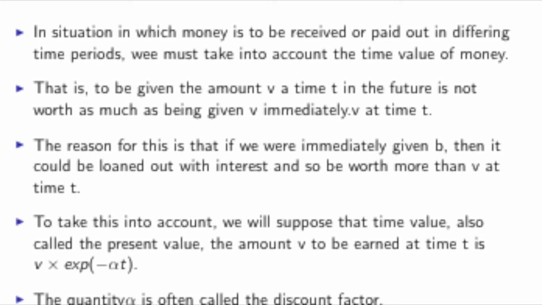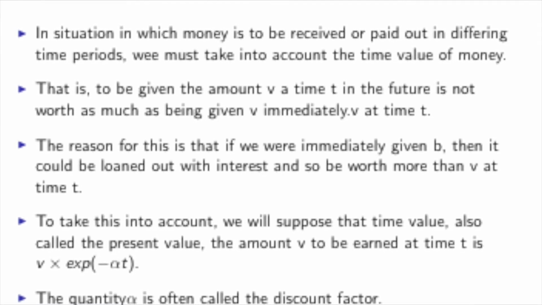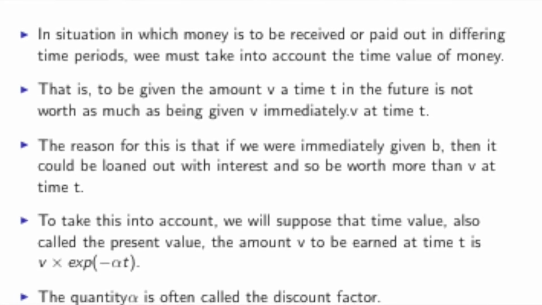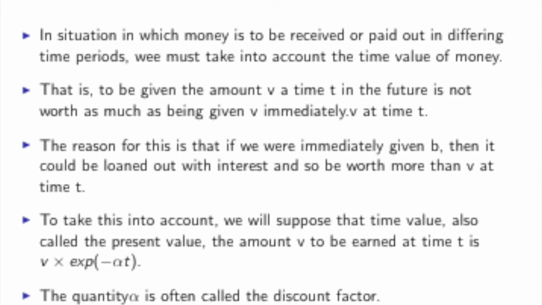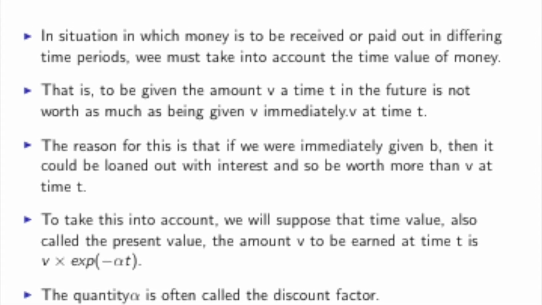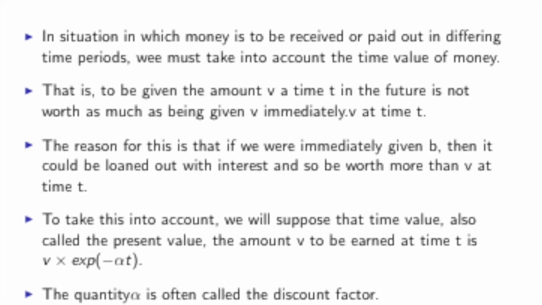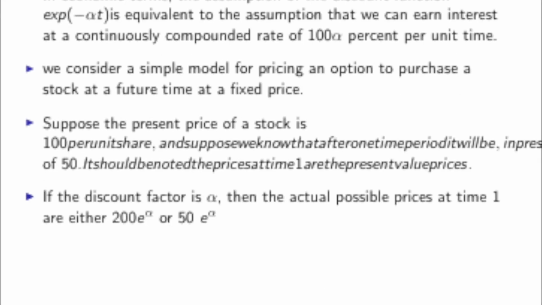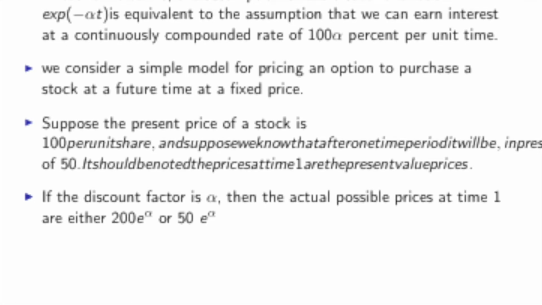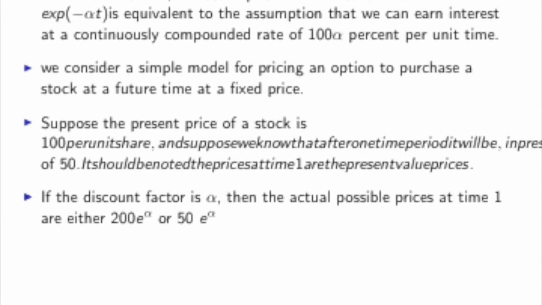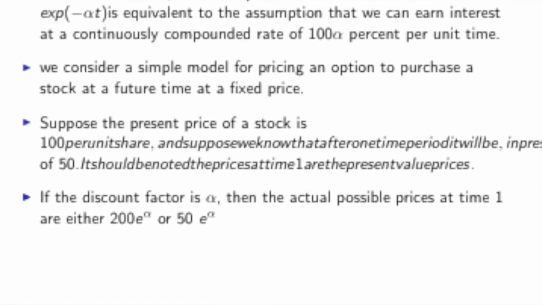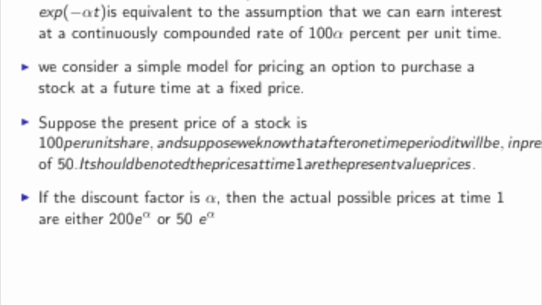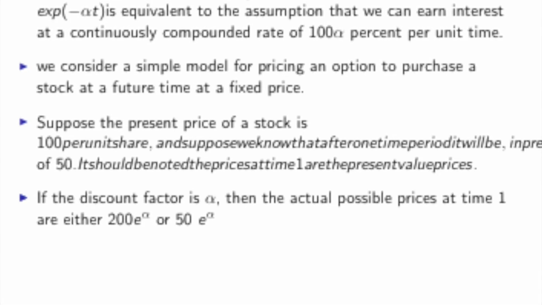To take this into account, we will suppose that the time 0 value, also called the present value, of the amount V to be earned at time t is V times exponential negative alpha t, where alpha is often called the discount factor. In economic terms, the assumption of the discount function exponential negative alpha t is equivalent to the assumption that we can earn interest at a continuously compounded rate of 100 alpha percent per unit time.